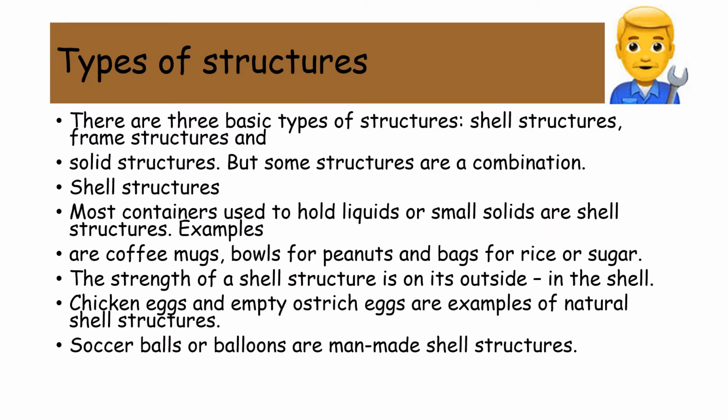There are different types of structures. There are three basic types of structures: shell structures, frame structures, and solid structures. But some structures are a combination. Shell structures: mass containers used to hold liquids or small solids are shell structures. Examples are coffee mugs, bowls for peanuts, and bags for rice and sugar. Most of these containers are shell structures.